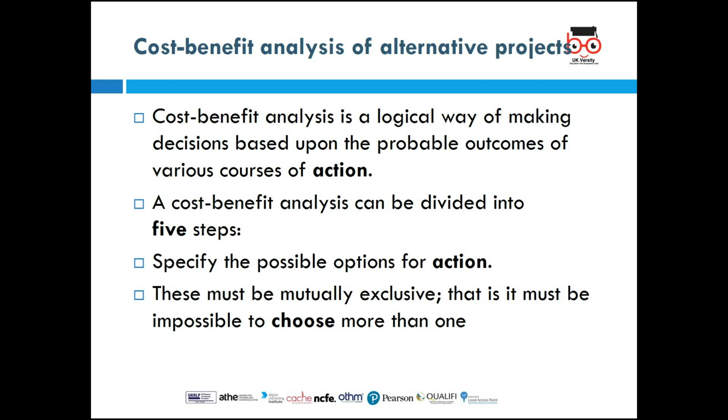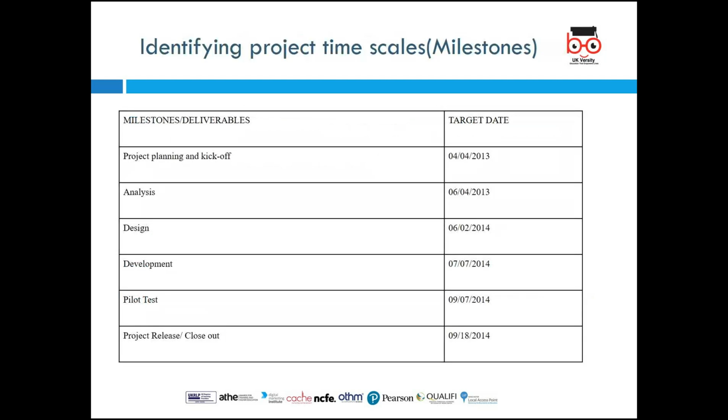Specify the possible options, and these must be mutually exclusive, so that it is impossible to choose more than one. When you are doing cost-benefit analysis, if you have 4 alternative projects, you will have to choose one, which will make a good business case, which will be cost-effective, and which will save the organization money.